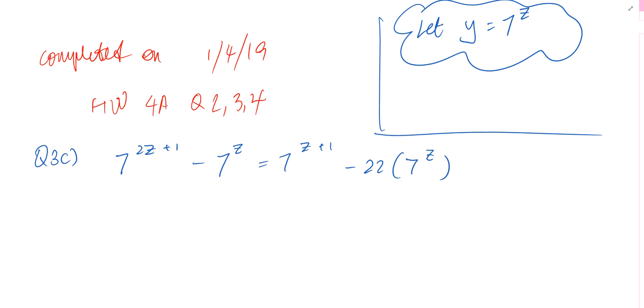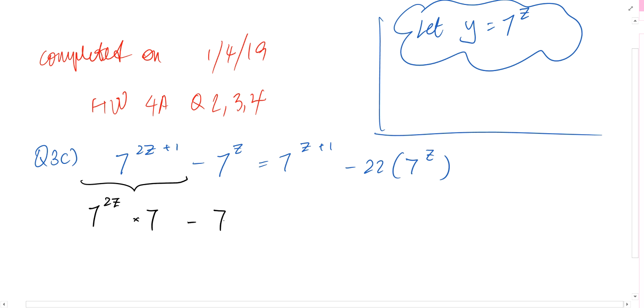Because we see 7 to the power of 2z plus 1, 7 to the power of z, 7 to the power of z plus 1, 7 to the power of z. It keeps repeating itself. So now I want to rewrite the equation such that I have very clearly 7 to the power of z. So this gives me 7 to the power of 2z times 7. For the first one, you must be able to do this.